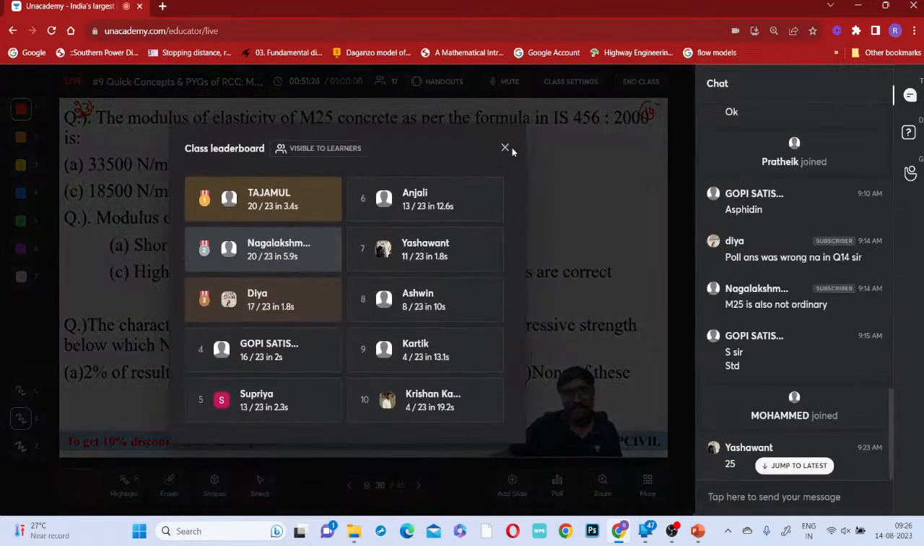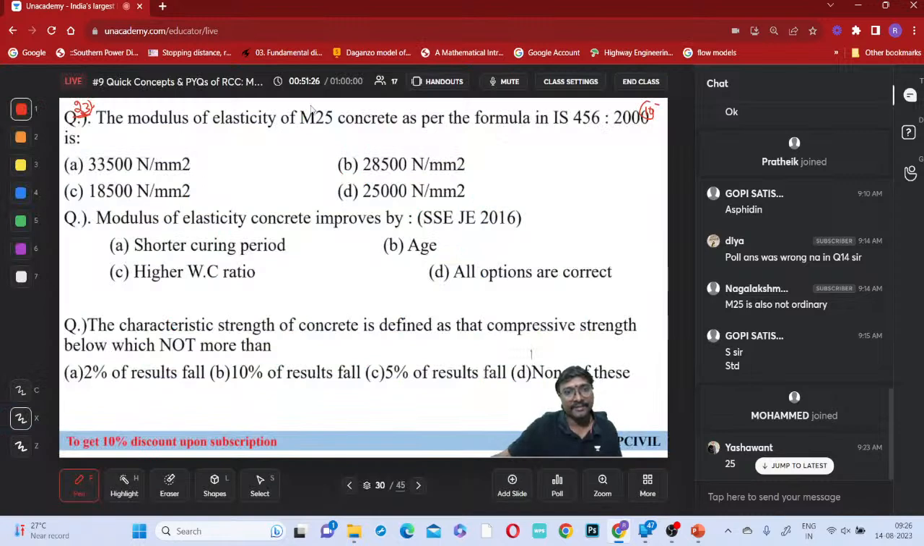What is written? The modulus of elasticity of this M25 concrete as per the formula of IS 456 is, right? This is your fck. So what can you say? 5000 root fck, or not? 5000 root fck is nothing but 5000 root 25. So can we say it is 25,000 MPa? So which option is correct? Option D will be the correct answer, right?